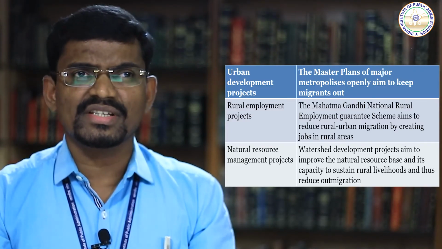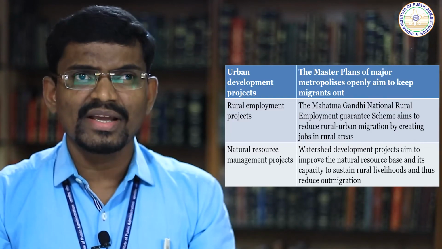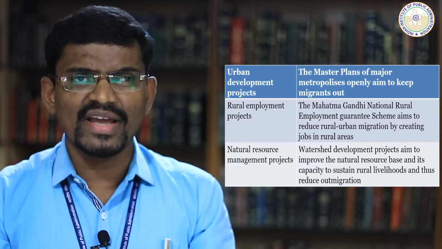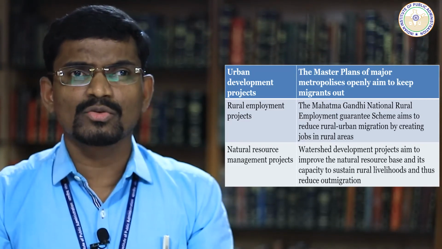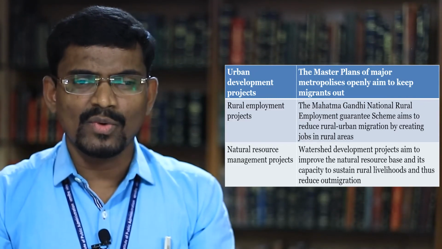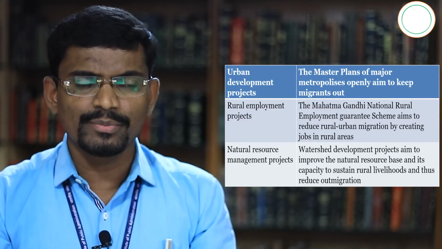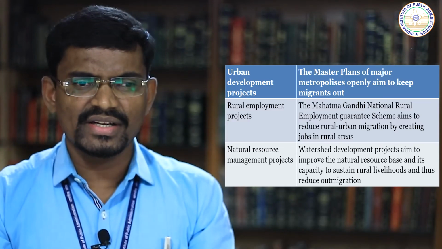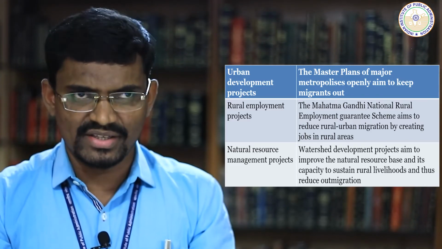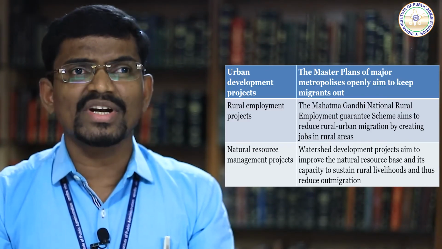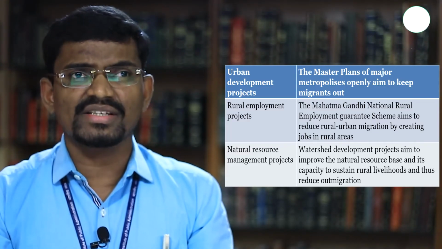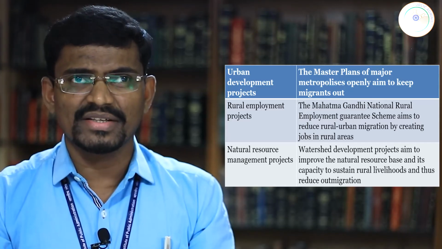Rural employment projects such as Mahatma Gandhi National Rural Employment Guarantee Act and the scheme aims to reduce rural-urban migration by creating jobs in rural areas. Natural resource-based management projects such as watershed development projects aim to improve the natural resource base and its capacity to sustain rural livelihoods and thus reduce out migration. So it is quite evident from the rural development policies and programs that efforts are made to check out migration, especially the rural to urban migration.